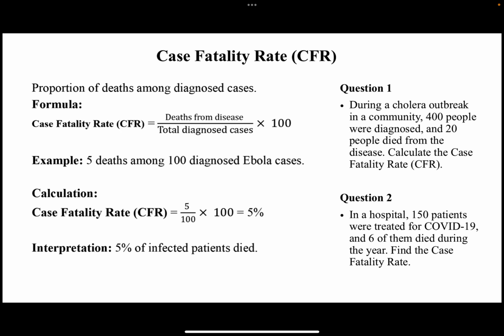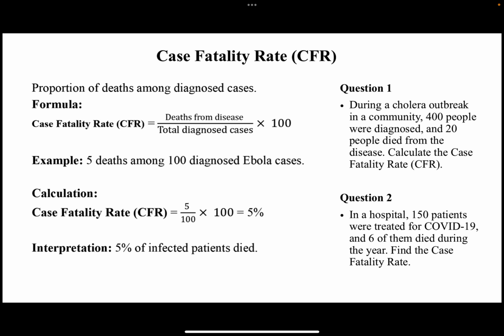During a cholera outbreak in a community, 400 people were diagnosed and 20 people died from the disease. Calculate the case fatality rate. How many people were diagnosed? 400 people. How many people died? 20. So the calculation is going to be 20 over 400, and you multiply by 100.